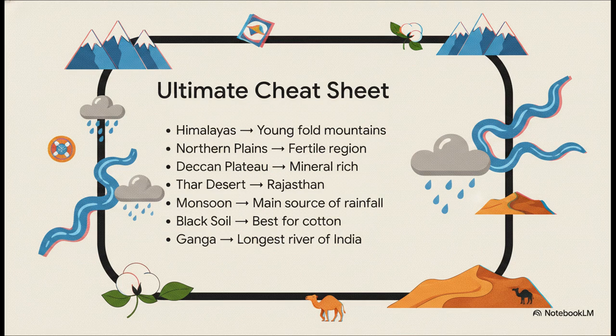The Thar Desert is in Rajasthan. The monsoon is the ultimate source of rainfall. Black soil is unequivocally the best for cotton, and the Ganga is the longest river. Consider this your ultimate cheat sheet for the exam.